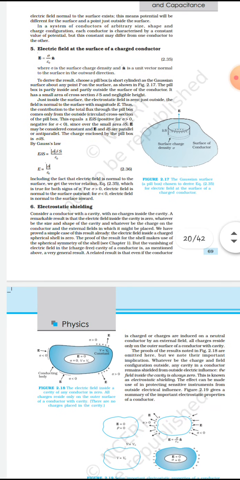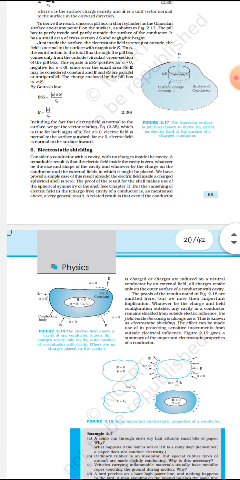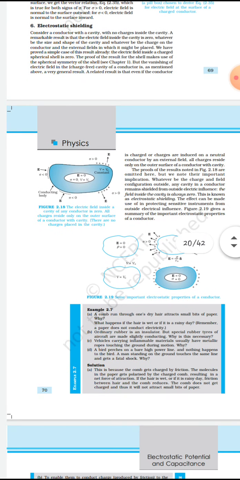Electrostatic shielding. Here the electric field inside a cavity of any conductor is 0. All charges reside only on the outer surface of the conductor. The cavity has no charge, and charges reside only on the outer surface of the conductor.